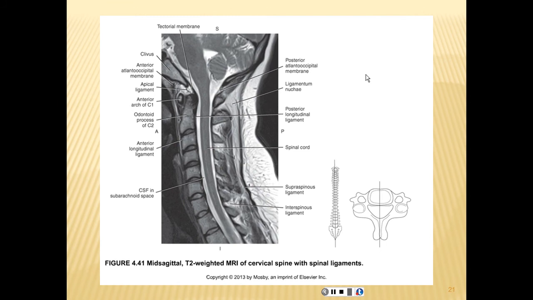Excellent mid-sagittal view of the C-spine, T2-weighted MRI cervical spine with the spinal ligaments. Remember, you have that anterior, posterior, spinal laminal, and then you have the spinous process line. So we've got to make sure that we see all 4 of those lines before we present the case to the radiologist so that they can have a decent image.